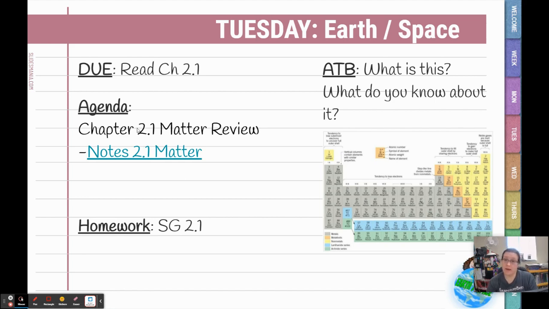chapter 2.1 is called Matter, and it relates to our at the bell question. So our at the bell question asks you, what is this? And what do you know about it? Hopefully this is familiar to you, especially if you have taken chemistry or are planning on taking chemistry, currently taking chemistry. We need to do a little bit of a chemistry type review before we can get into what the Earth is made of, as far as samples big enough for us to handle. So please record what you think that is and what you know about it on your at the bell sheet.